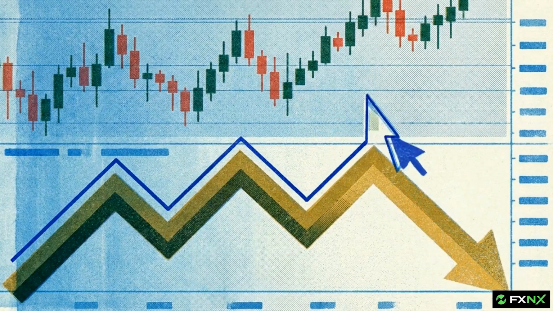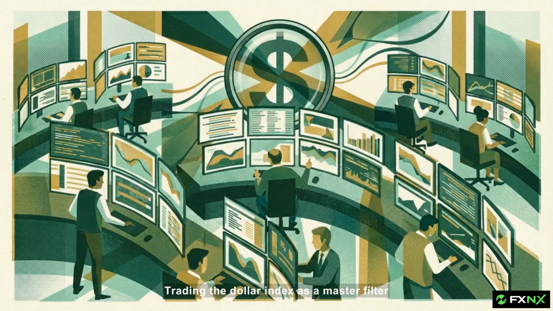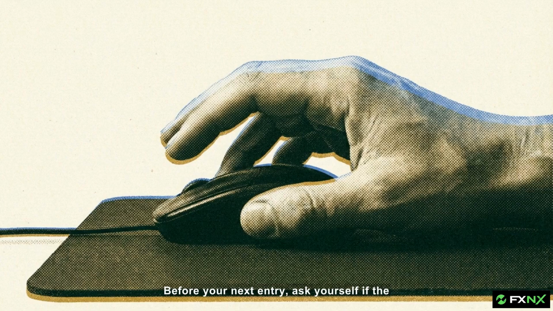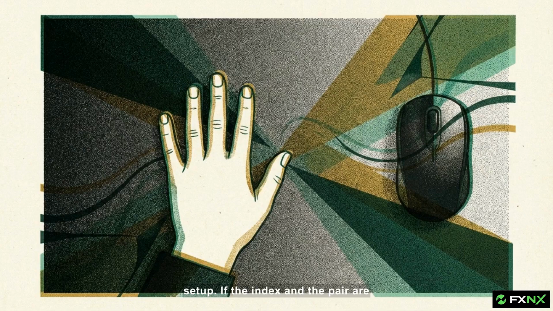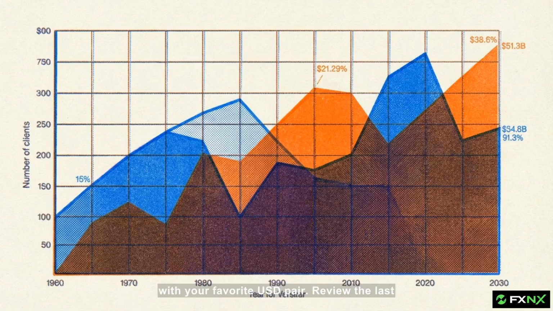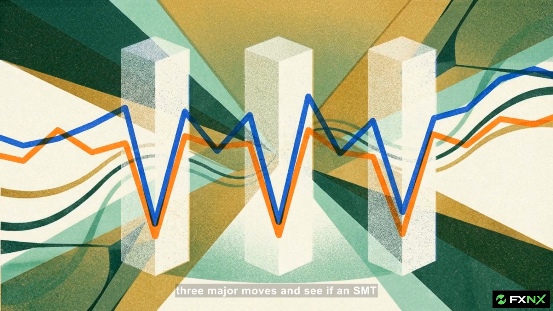Trading the dollar index as a master filter provides the bridge between retail chart reading and understanding professional capital flows. Before your next entry, ask yourself if the dollar index gives you permission to take the setup. If the index and the pair are out of sync, the best trade is often no trade at all. Open your charts now and overlay the DXY with your favorite USD pair. Review the last 3 major moves and see if an SMT divergence preceded the reversal.